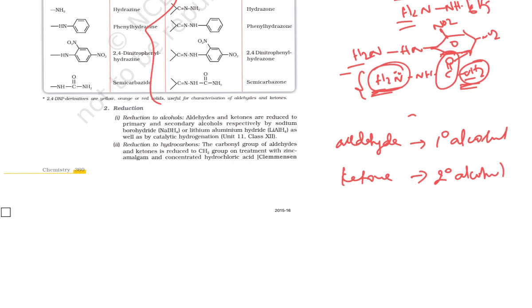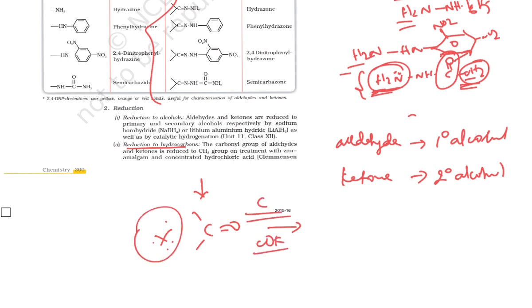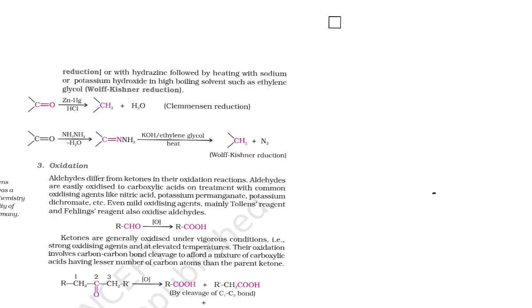Okay, so in case of reduction to hydrocarbon, we have two named reactions: the Clemmensen reduction and the Wolff-Kishner reduction. This is very, very important. If I am using the Clemmensen or Wolff-Kishner, in both cases your C double bond O will be converted into CH2. Okay, so I will explain to you.